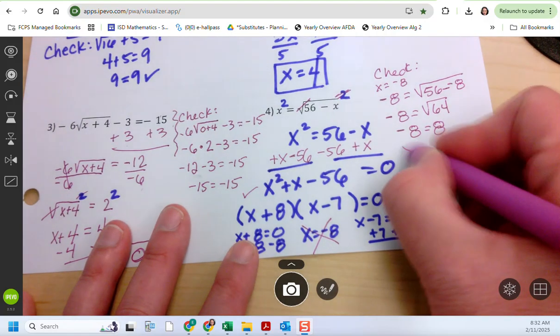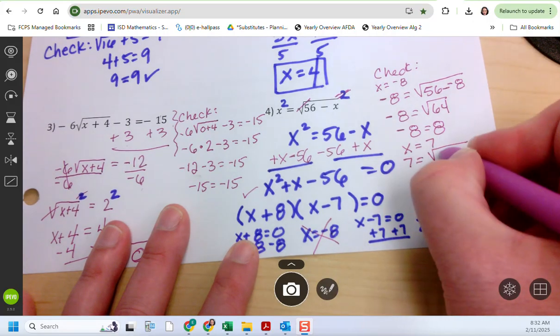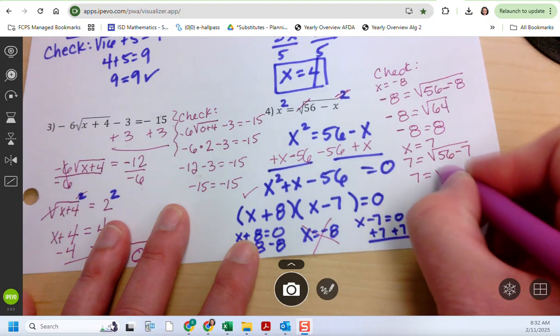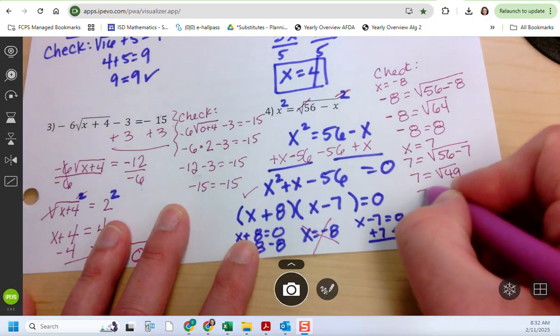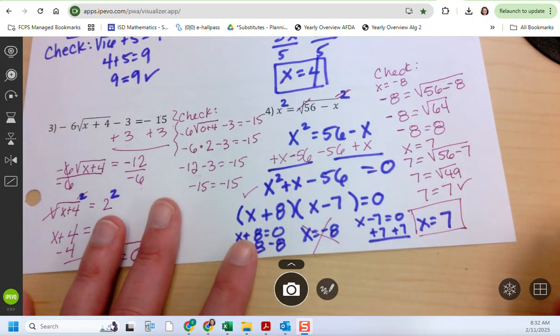Okay, I'm going to check x equals 7. 7 equals square root 56 minus 7. 7 equals square root 49, and 7 equals 7. This one checks out. So this one I'm going to box up. This one's right.